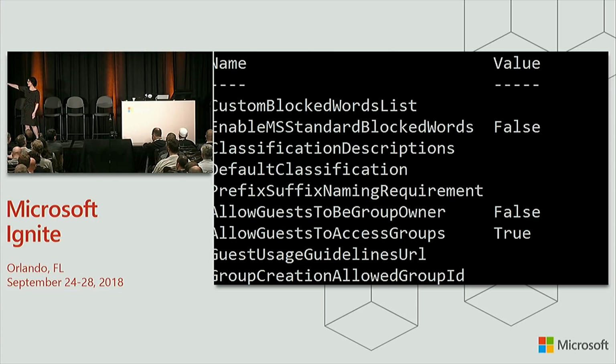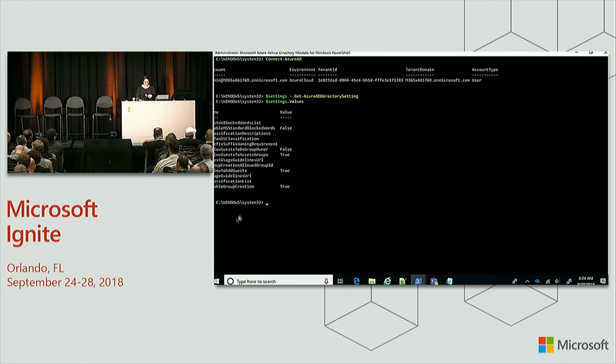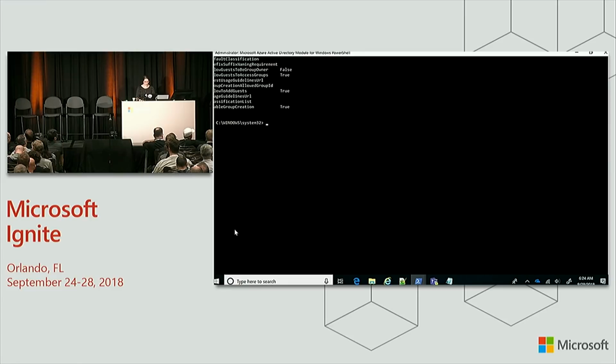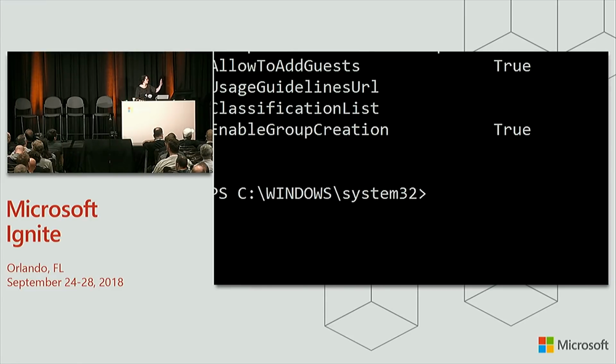Things like guest access, so allow guests to access groups. And things like whether or not end users are able to create, let me scroll down so you can see this better, things like whether or not you want to actually allow end users to create groups at all. So one of the controls that we haven't talked a whole lot about yet is that your organization may want to restrict who can create groups. So this is the enable group creation.